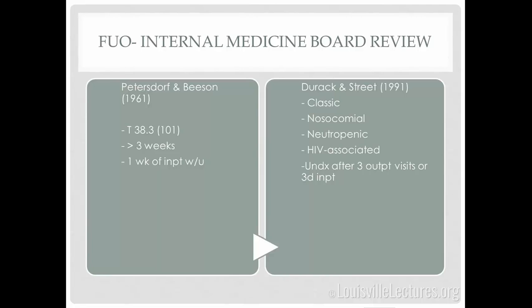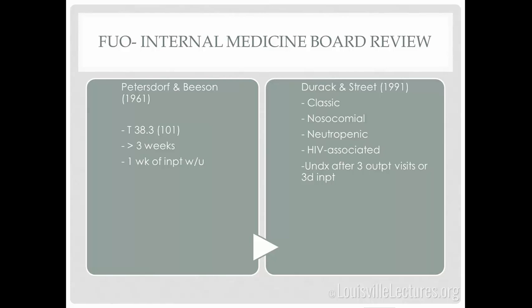All right, so if we start with the definition, back in 1961 is when this entity was first described, and at that time, the criteria for it was for you to have a temperature of 38.3 degrees Celsius or 101 Fahrenheit for more than 3 weeks, with no etiology, despite 1 week of inpatient workup. Of course, this was in 1961, so you imagine that today you're not going to admit people to the hospital for a week for workup. Well, sometimes you do, but not necessarily today, because a lot of things we do outpatient.